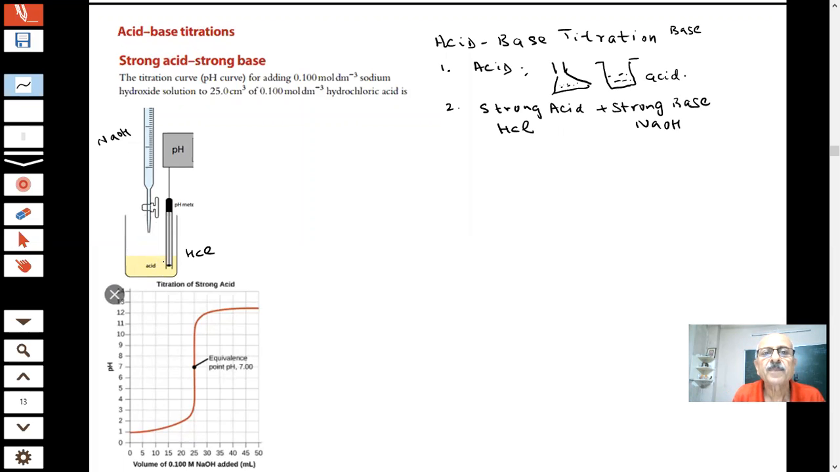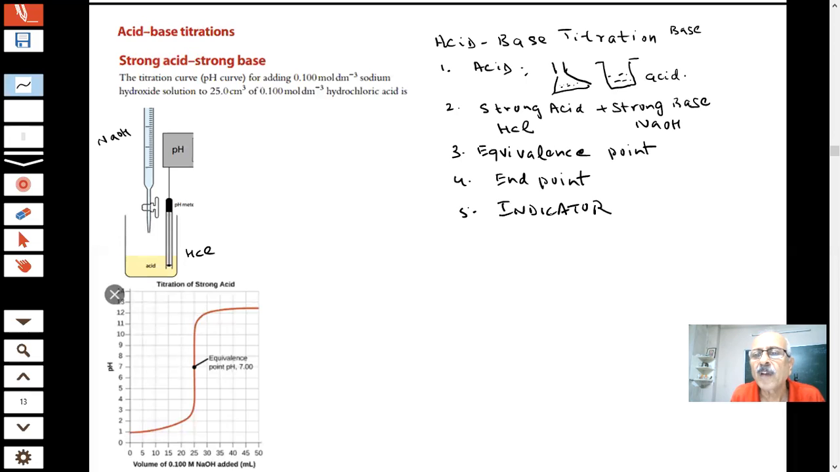Okay? And in every titration, I am going to explain that there are a few points which are very important. One is the equivalence point. Then we will also talk of the end point. And for that, we will have to use some indicators. We are going to find answers to all these questions here. What type of indicators can be used for what type of titrations?